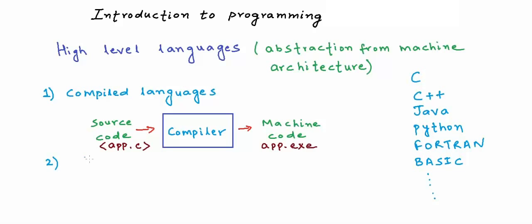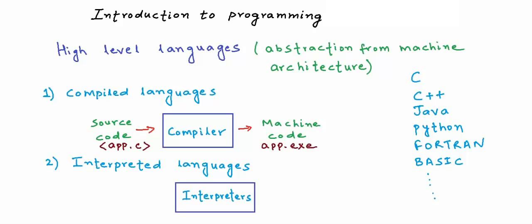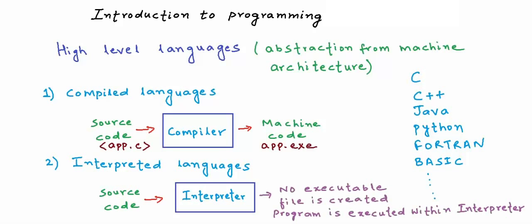There is another execution model for high-level languages. Some languages are called interpreted languages. For interpreted languages, we need to use programs that we call interpreters. Unlike compilers, interpreters do not generate executable code that can be executed separately. An interpreter takes source code in a high-level language, analyzes it, and runs it within itself. No executable file is created. Program is executed within the interpreter. We will not go into the details of how it really happens. Python is an interpreted language. Theoretically, any language can be compiled or interpreted, but practically languages fall into one of these categories. Either they are compiled or interpreted.